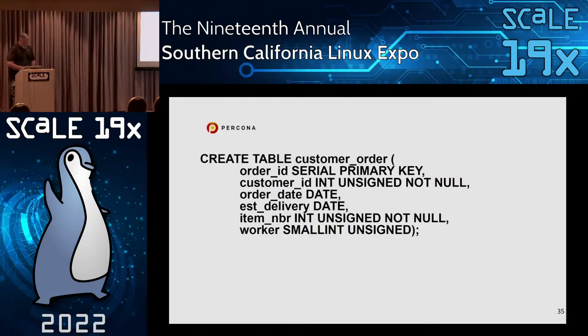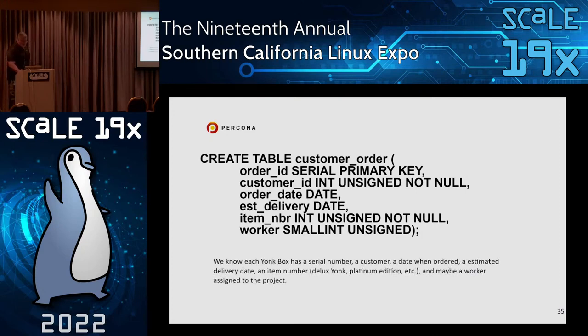So for our business, we're going to create a customer order table, and we're going to track everything by an order ID that we're going to call order ID, really creative there, customer ID, order date, estimated delivery date, item number, and an ID number for the worker that it's assigned to. Now, this was done because we know each Yonk box has a serial number. They're not made till a customer makes an order, assigned to a customer, a date when it's ordered, an estimated delivery date, and an item number, which in this case could be the deluxe model, the platinum edition, and hopefully maybe when we start this we know a worker is going to be assigned to it.